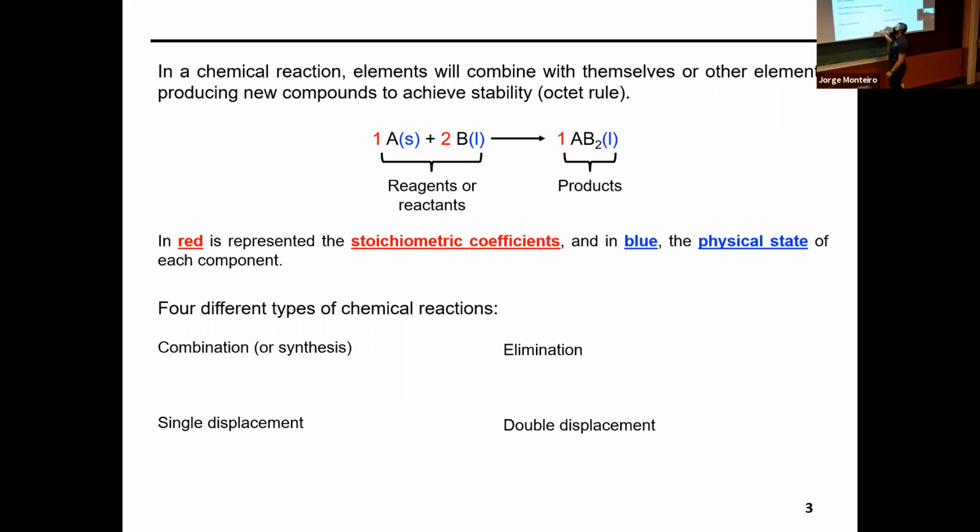The opposite of the combination is the elimination reaction. In the elimination reaction, we are going to start with 1 reactant and form 2 or more products. It's also called decomposition.